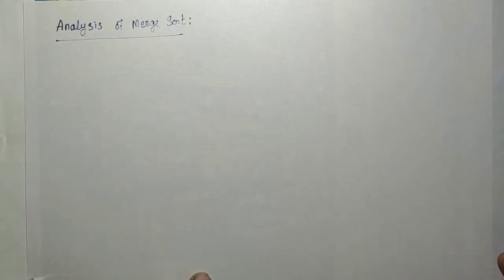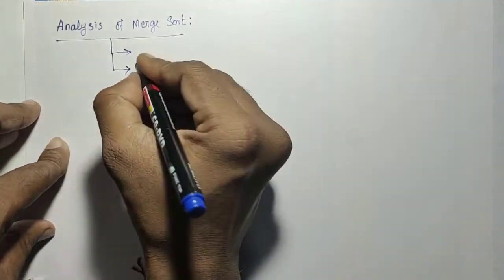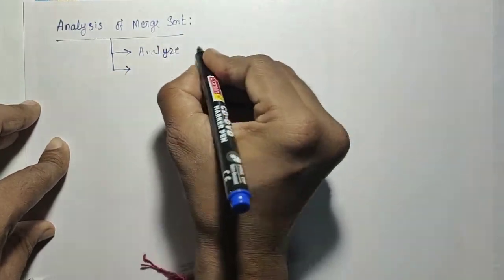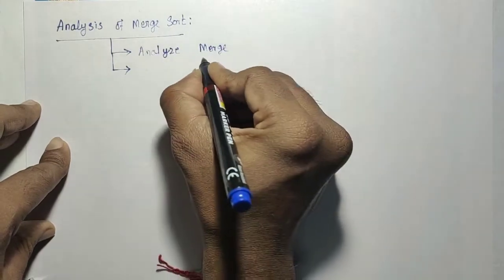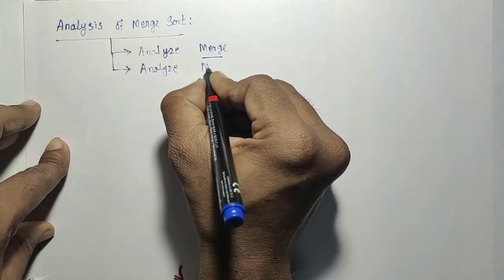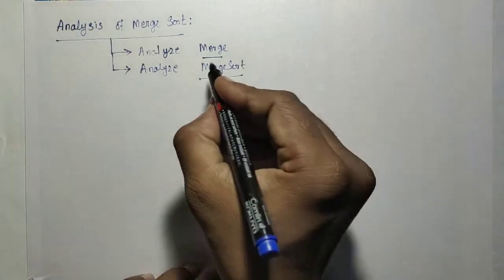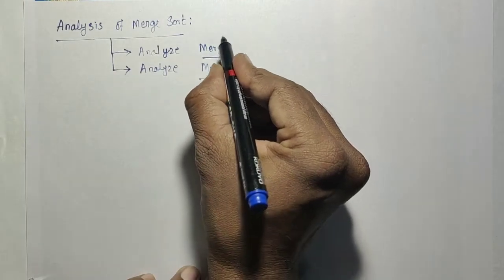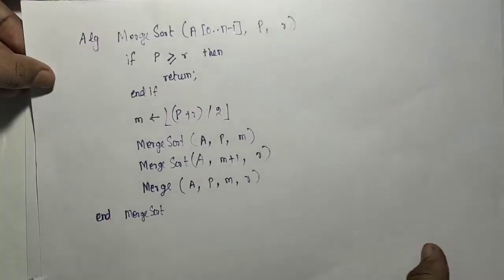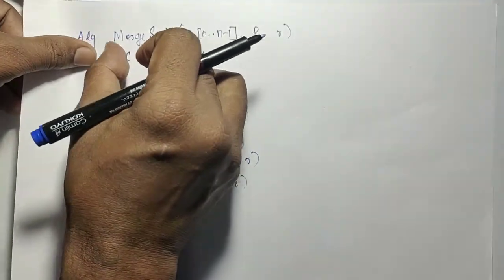In analyzing the merge sort algorithm, we have two algorithms in that merge sort. Okay. One is to analyze the merge algorithm. Next one is to analyze the merge sort algorithm. So I have to analyze two algorithms. First I need to find the complexity of that merge and then merge sort. Because the final thing that I wanted to find is the time complexity of merge sort.